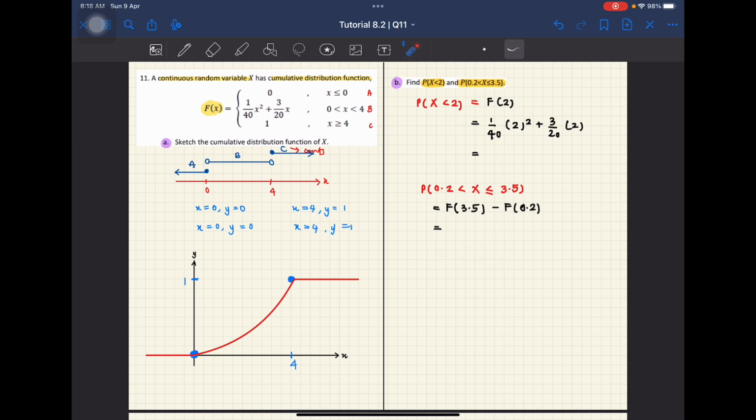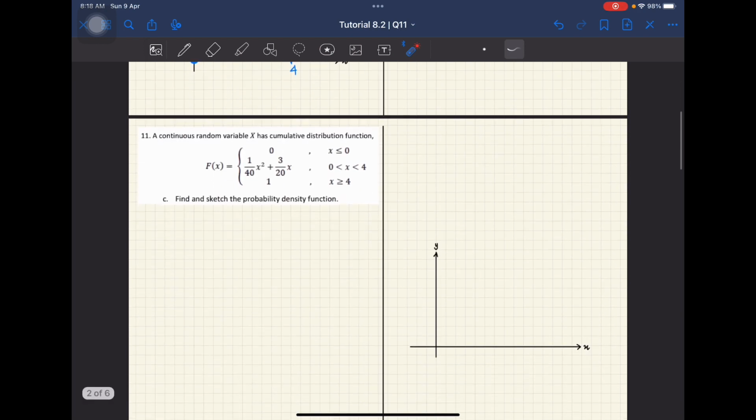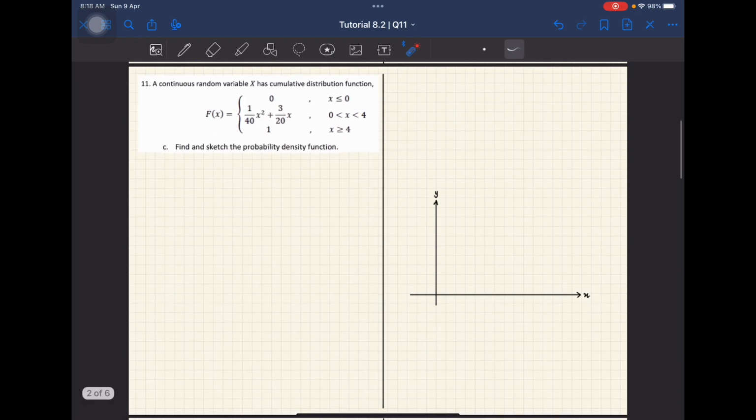Okay, so alright, so let's continue the last part, part C. Okay, so part C diminta kita find and sketch the probability density function. So kita cari dulu, find dulu, and then sketch. Okay, so student banyak terlepas pandang pada bahagian sketch ni. Saya pun kadang-kadang tercareless, saya tak perasan dia minta sketch juga apart from just finding the function. Okay, so find dulu and then baru sketch.